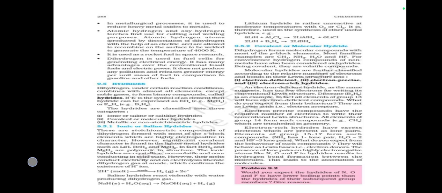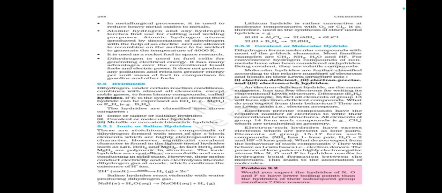It is used in the manufacture of bulk organic chemicals, particularly methanol: CO plus 2H2 in the presence of a catalyst gives CH3OH. It is widely used for the manufacture of metal hydrides. It is used for the preparation of hydrogen chloride, a highly useful chemical. In metallurgical processes, it is used to reduce heavy metal oxides to metals.